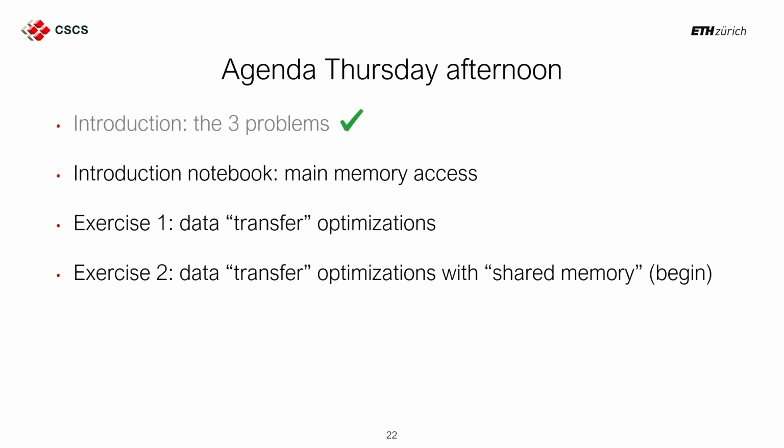All right, so I introduced three issues, and now I will go through the first notebook, which you have already cloned, I suppose, if you followed the instructions on Slack. This notebook is on main memory access. I will really just go through it. You don't have to do any exercises there. Afterwards, there will be exercise 1 on data transfer optimizations.